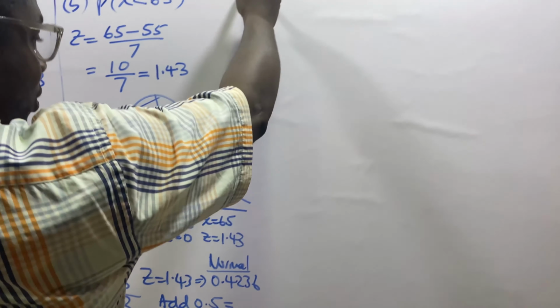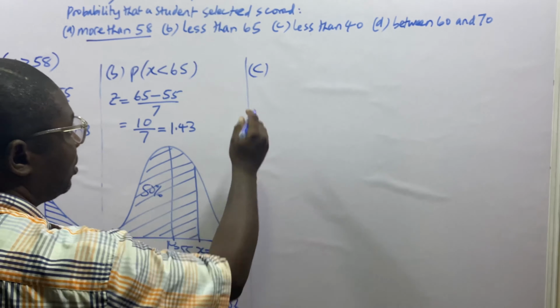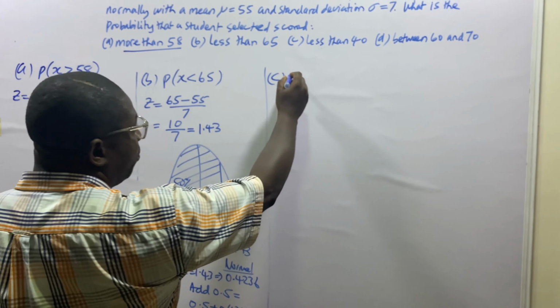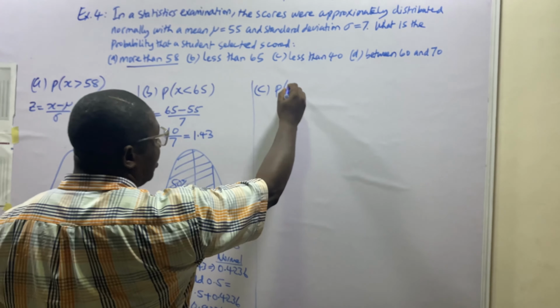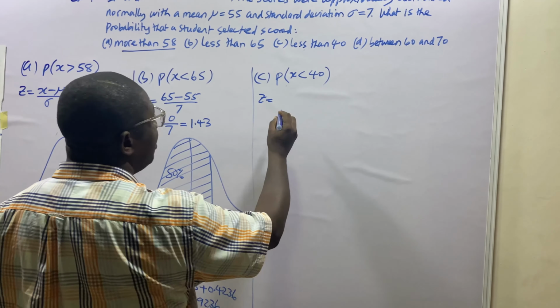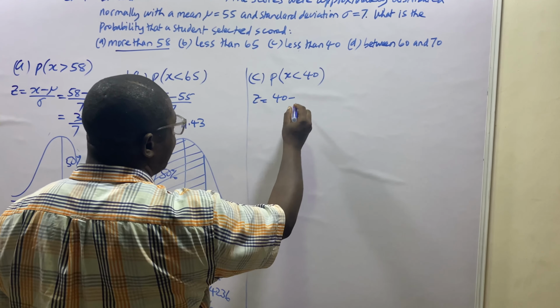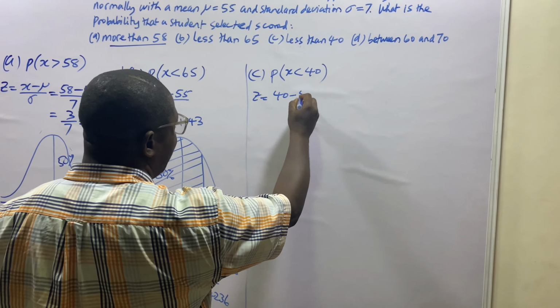Let's go to the next one, the 3 or C part. We're looking for P less than 40. That's what we're looking for now. P less than 40. The probability of picking X less than 40. So the Z-score again will be 40 minus 55 divided by 7.